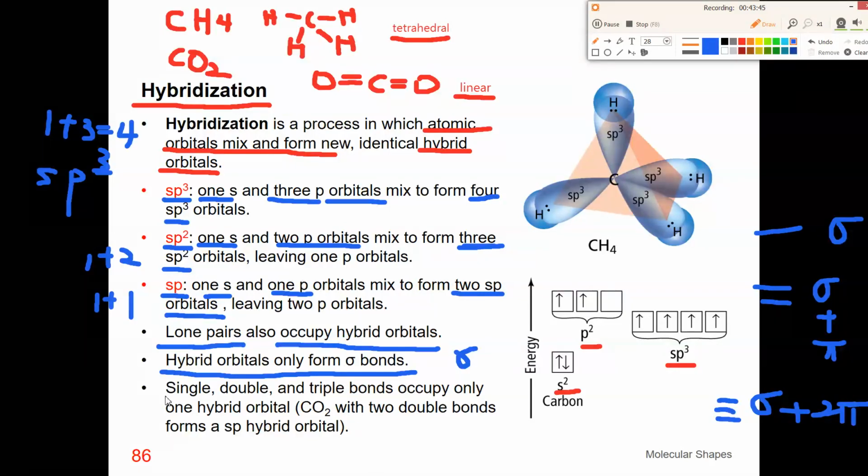So there's a single bond, double bond, triple bond. No matter which kind of bond, there's only one hybrid orbital involved. We'll talk more about this concept on the following slide.